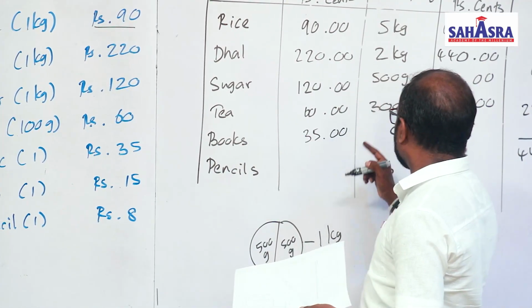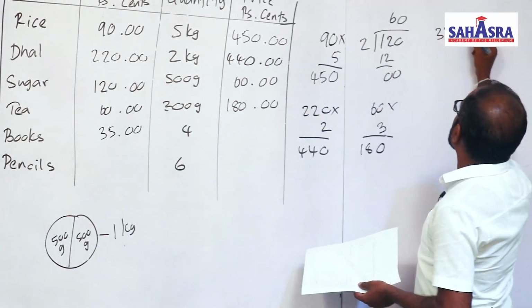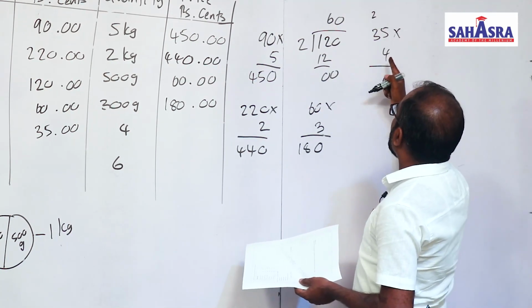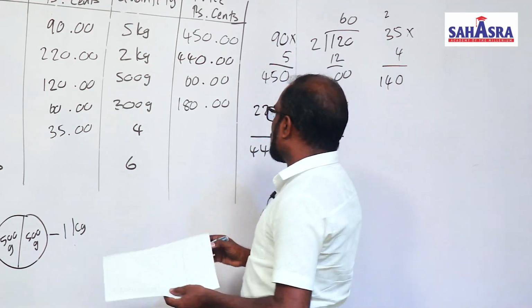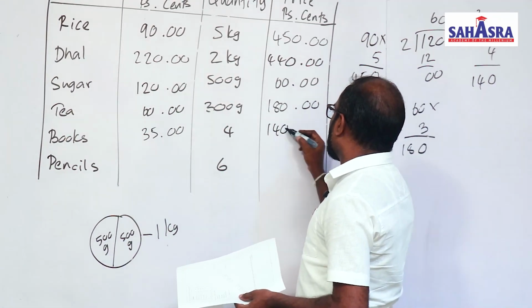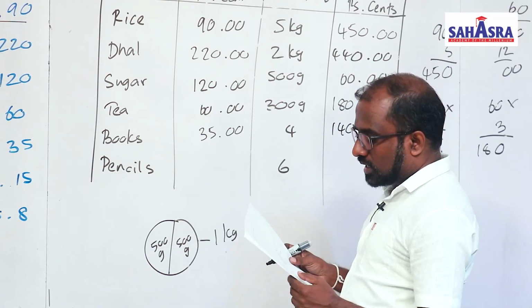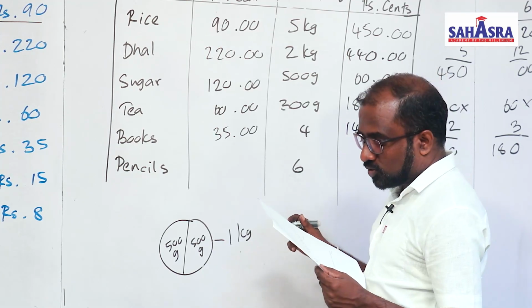And to calculate for 4 books, 35 multiplied by 4. 4 times 5, 20, remainder 2. 4 times 3, 12, and this 2, 14. The price of 4 books is 140 rupees, right? Now you don't have books for 35 rupees, right?